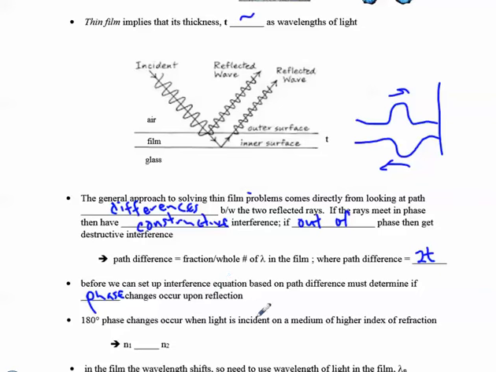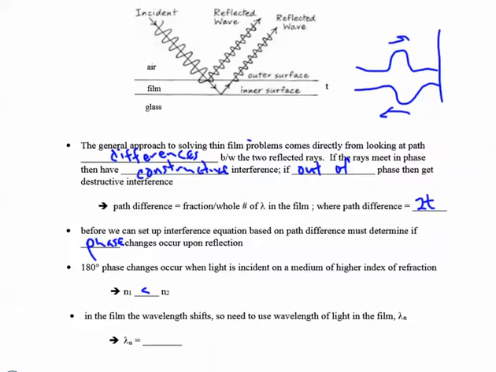If it is incident upon a medium of higher index of refraction, then there will be a 180 degree phase change. A trough will become a crest will become a trough. So in other words, n1 has to be less than n2 for this to occur. So that's the process we have to go through every single time before we can set up an equation to determine if there is an inversion.